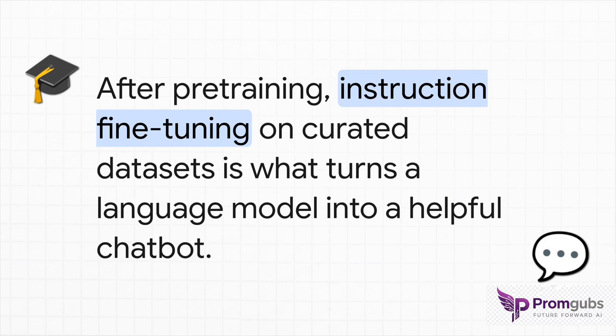So after this super long pre-training process, what you have is a powerful base model that really gets the patterns of language. But here's the thing, it's not a chatbot yet. It's just a really good text completer. The final critical step is fine-tuning. That's where we train it on a smaller, much higher quality dataset of instructions and responses. This is the secret sauce that aligns the model to be helpful and conversational.